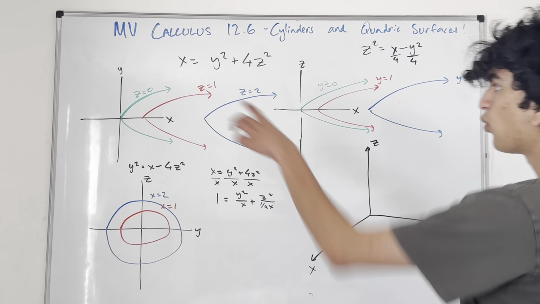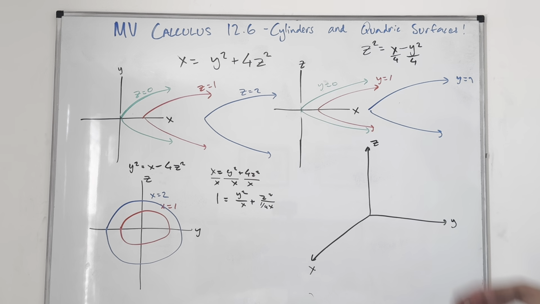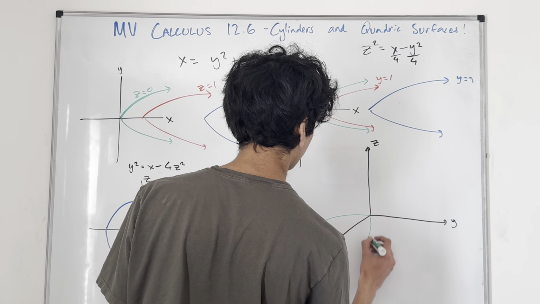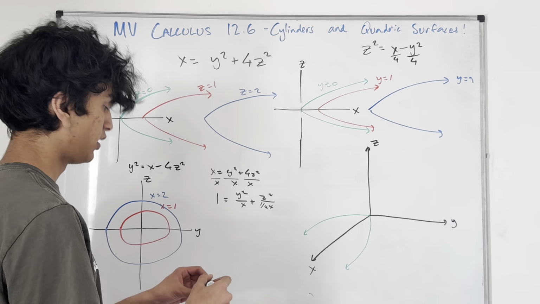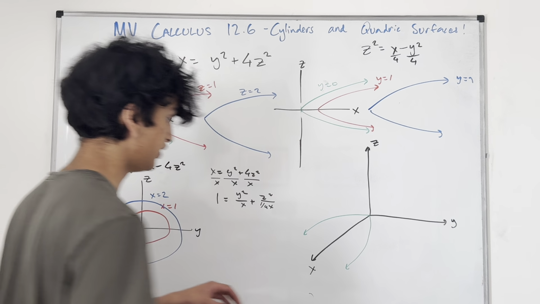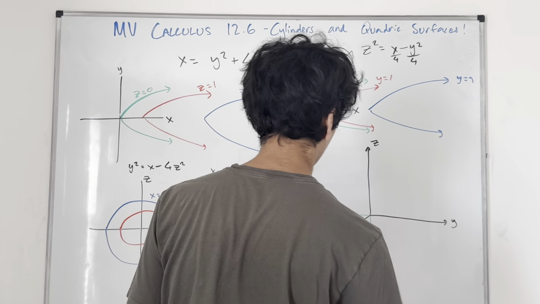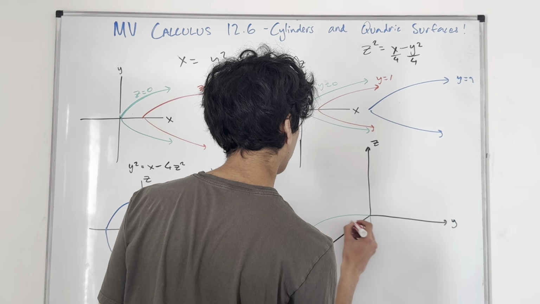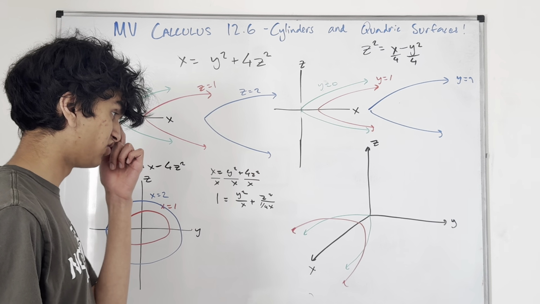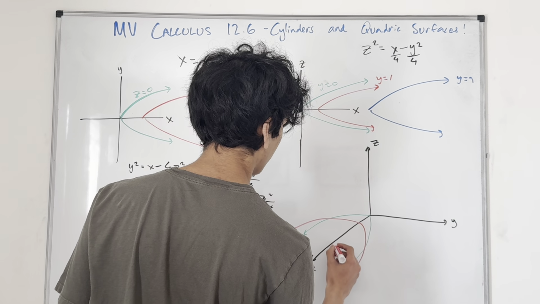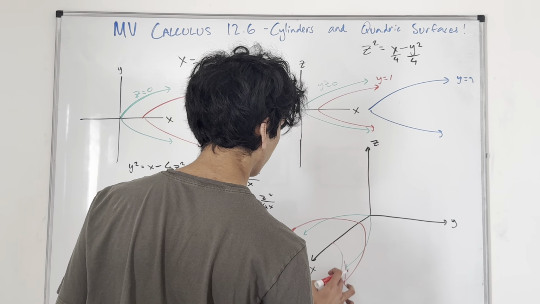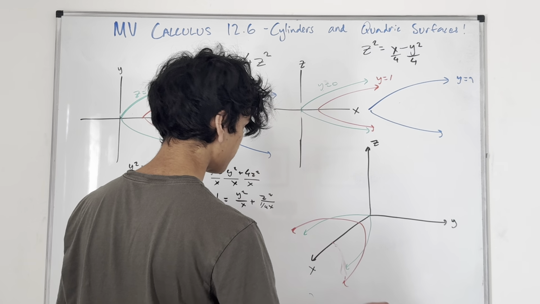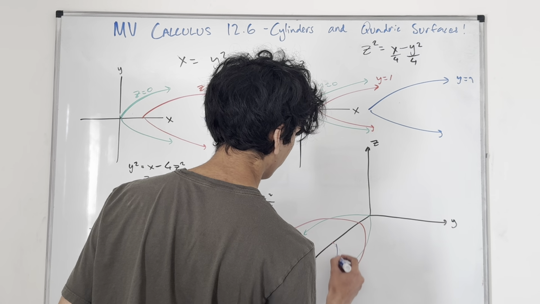So let's draw our traces. In the yx plane, we have this parabola that opens up in the x direction, so we can draw that like so. And then same thing for z equals 1. It opens up like so. You don't necessarily need to draw all of these traces. These are just to help you get an idea of what the shape is going to be. But I just want to show you this process because it is kind of helpful.